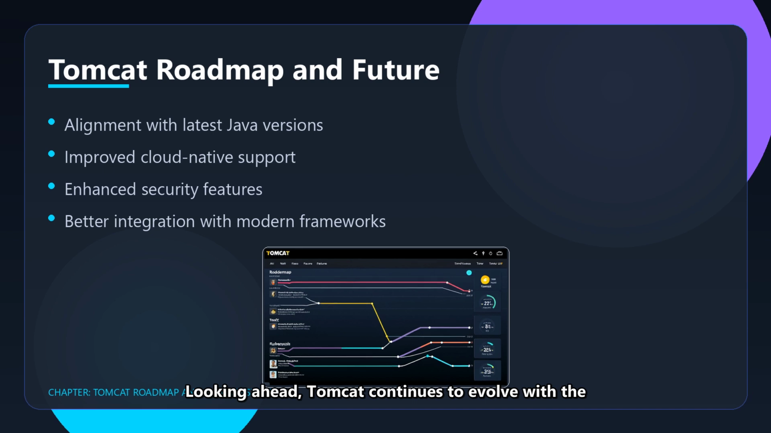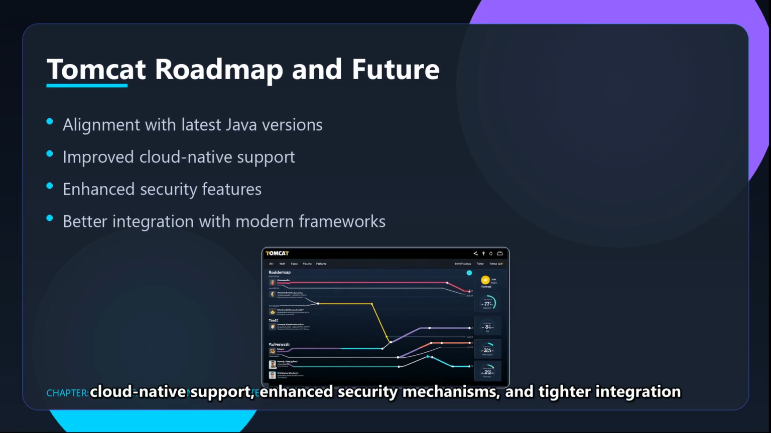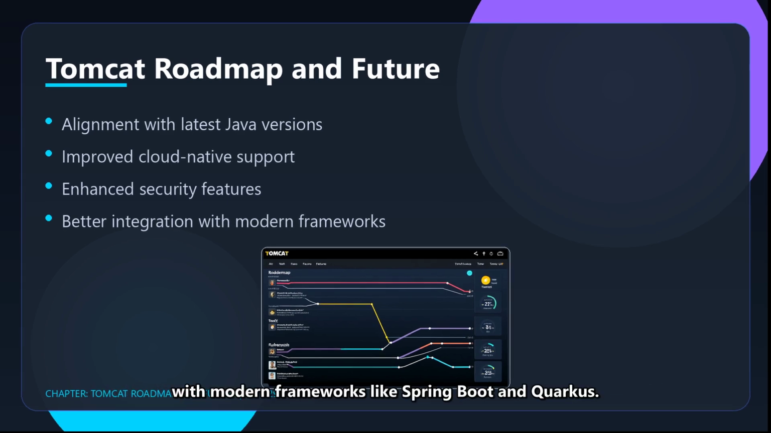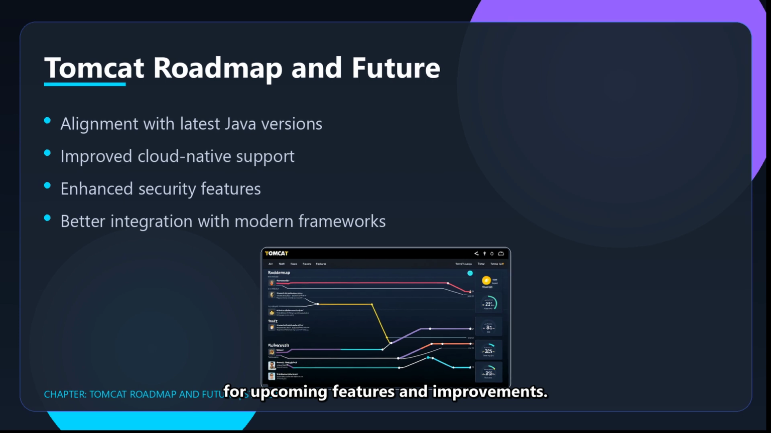Looking ahead, Tomcat continues to evolve with the Java ecosystem. Future releases will focus on better cloud-native support, enhanced security mechanisms, and tighter integration with modern frameworks like Spring Boot and Quarkus. Staying updated with roadmap announcements ensures you're prepared for upcoming features and improvements.